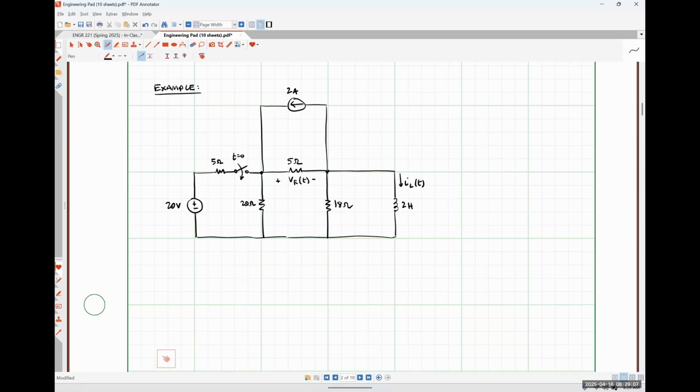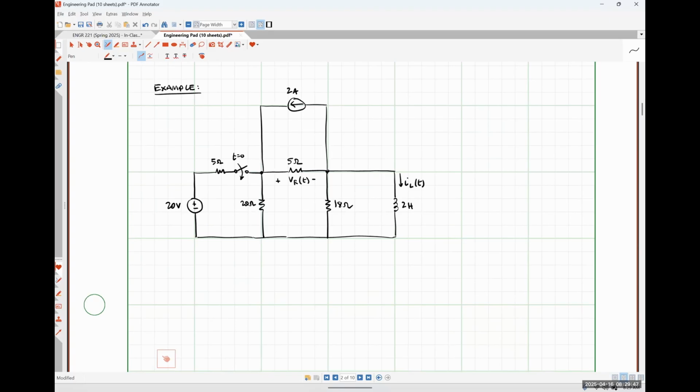So this is our system. The first thing that I would typically want to do is look at this and determine if it is a total response problem or a natural response problem, okay? I can see that this is a total response problem because regardless of what my switch is doing, that 2 amp source is still connected and will influence the behavior of the inductor at t is equal to infinity. Even if that switch opened, removing that 20-volt source, it would still be a total response problem because nothing ever turns that 2 amp source off, okay?